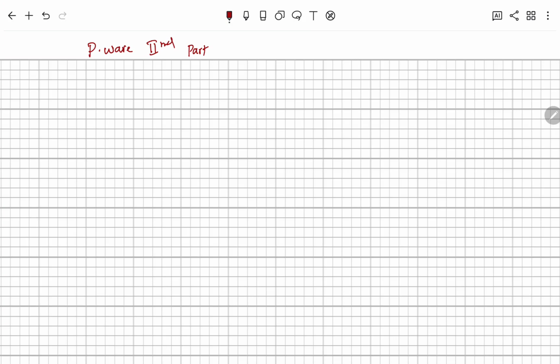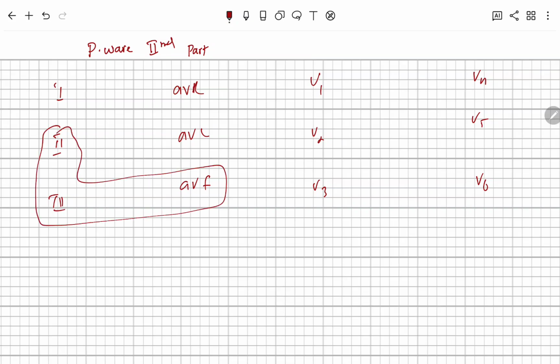So if we find inverted P waves in a lead, let me draw the leads here. 1, 2, 3, then we'll have AVR, AVL, and AVF. V1 is here, V2, V3 is here, V4 is here, V5 is here, and V6 is here. If we find inverted P waves in inferior leads 2, 3, and AVF, we're gonna check the PR interval. If the PR interval is prolonged, we're gonna say that the patient is having low atrial rhythm, also known as coronary sinus rhythm.